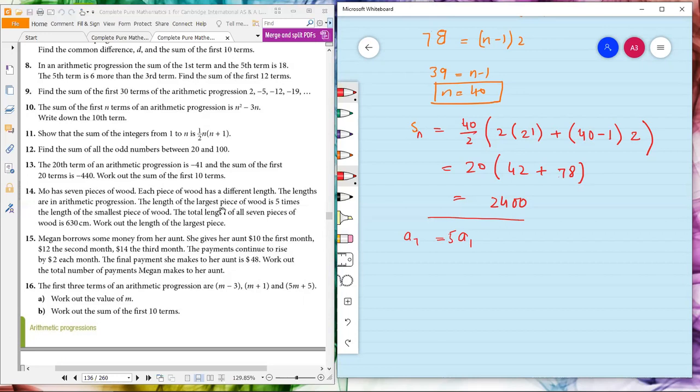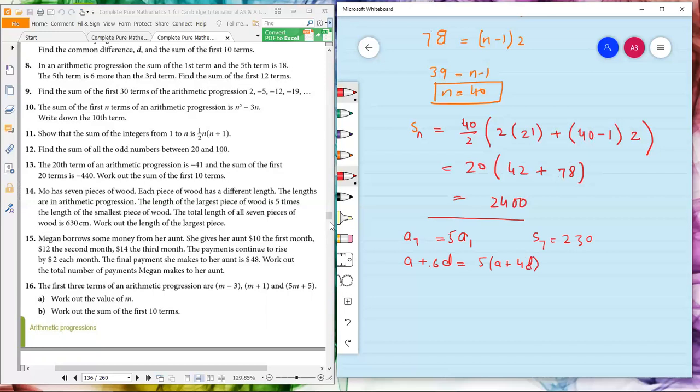The length of the largest piece will be 5 times the smallest. The total length of all 7 pieces is 630. Work out the total length. It means this is given, S7 is 630, the sum of all. So we will use the formula A plus 6D is equal to 5 into (A plus 4D).